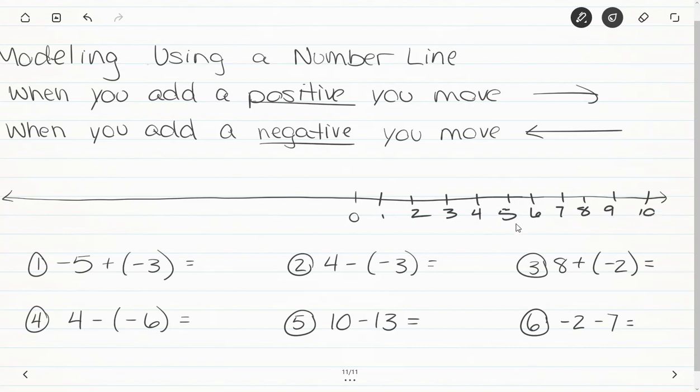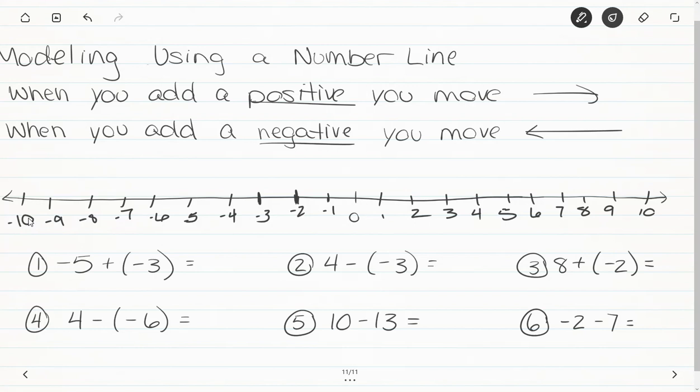So now I have to do the negatives. Negative 1, 2, 3, 4, 5, 6, 7, 8, 9, and 10. So I'm going to number it. Negative 1, negative 2, negative 3, negative 4, negative 5, negative 6, negative 7, negative 8, negative 9, and negative 10.